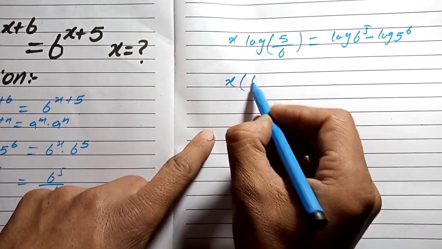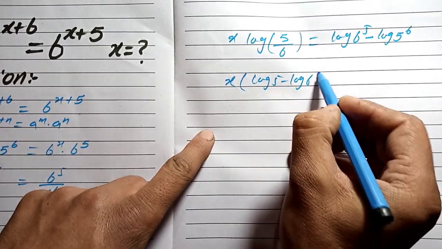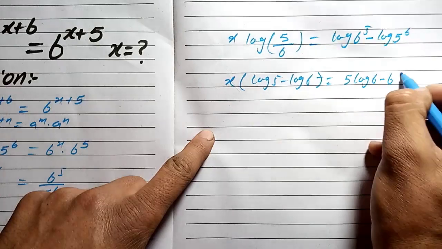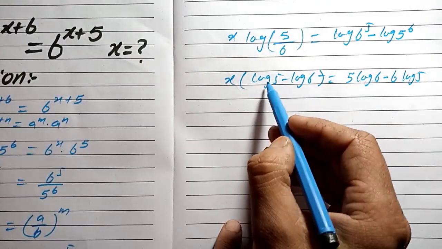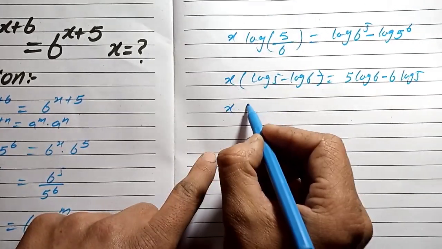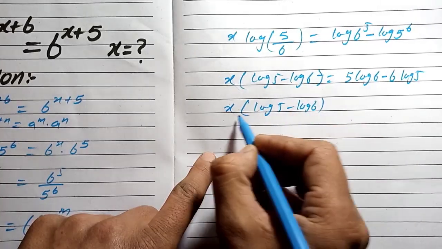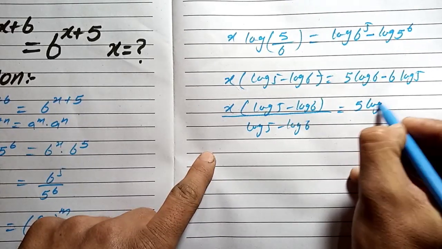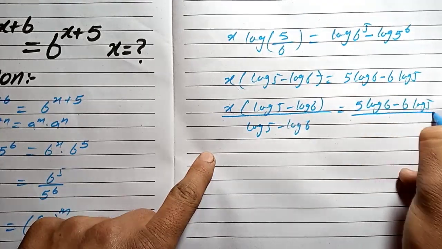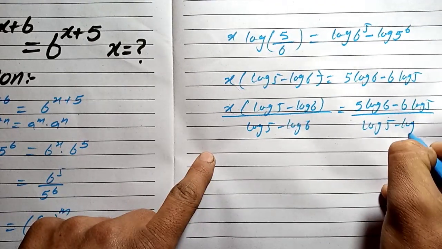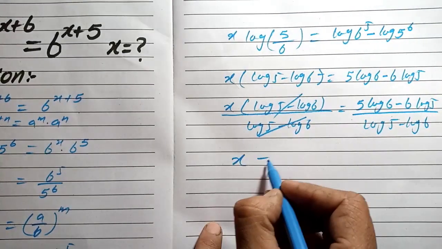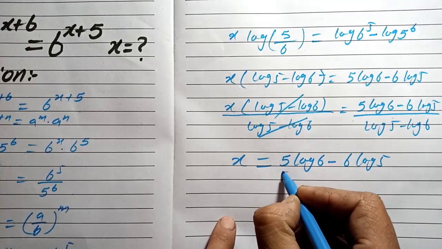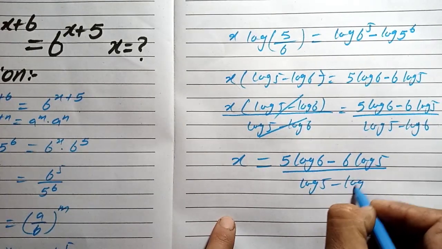So here x is multiplying log 5 minus log 6, which is equivalent to, this will be converted as, 5 log 6 minus 6 log 5. So here we divide by log 5 minus log 6 on both sides, we get x times log 5 minus log 6 divided by log 5 minus log 6, which is equivalent to 5 log 6 minus 6 log 5 divided by log 5 minus log 6. So this will be cancelled and we get x, which is equivalent to 5 log 6 minus 6 log 5 divided by log 5 minus log 6.